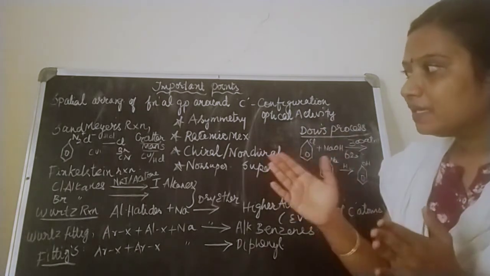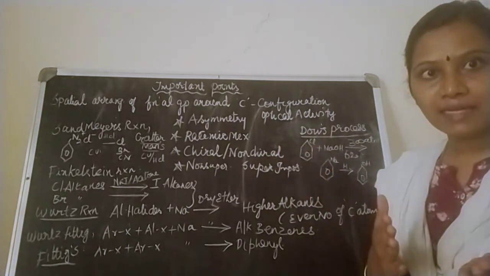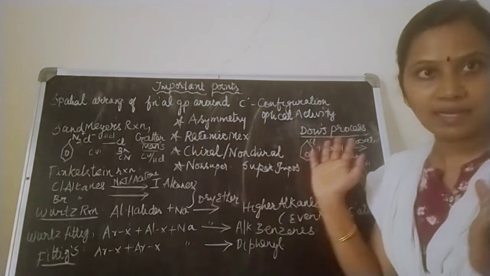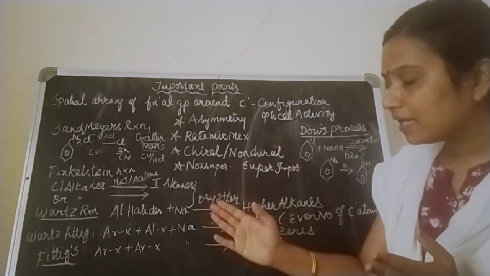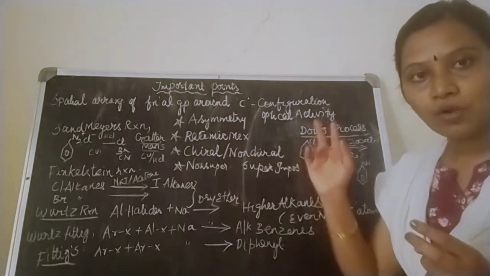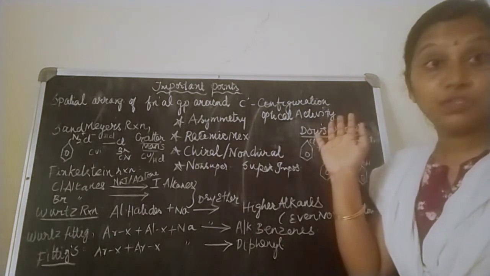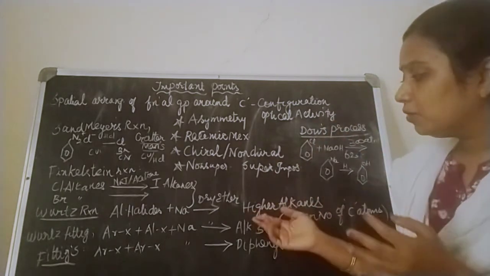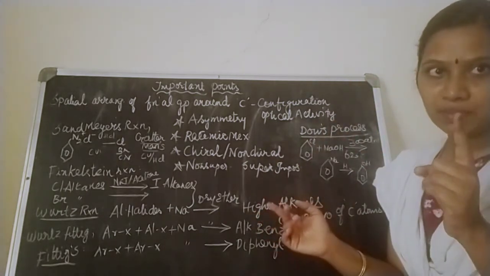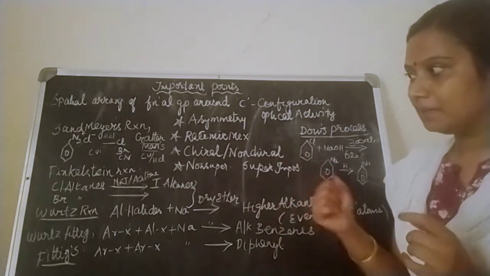Finkelstein's reaction: chlorinated alkanes will be converted to iodinated alkanes. That. What is Wood's reaction? Alkyl halide along with sodium. Whenever sodium is there, close your eyes and write dry ether. Okay, you will be getting higher alkanes, but remember one thing, only an even number of carbon atoms.